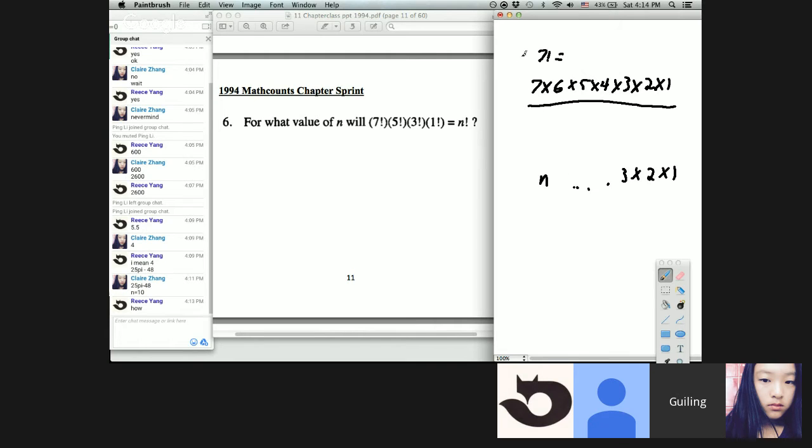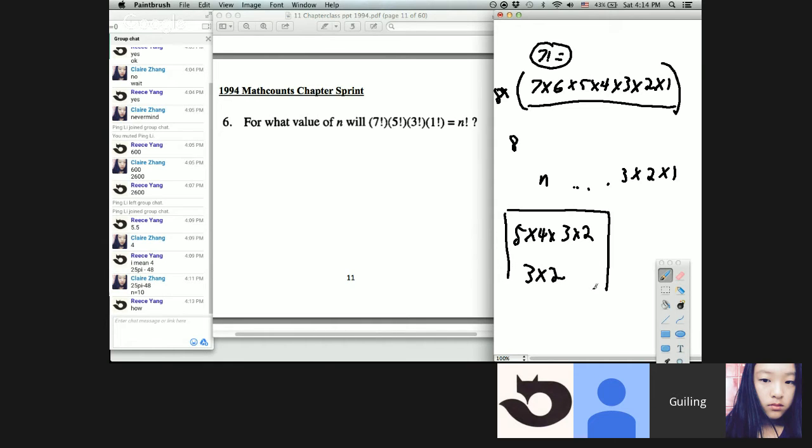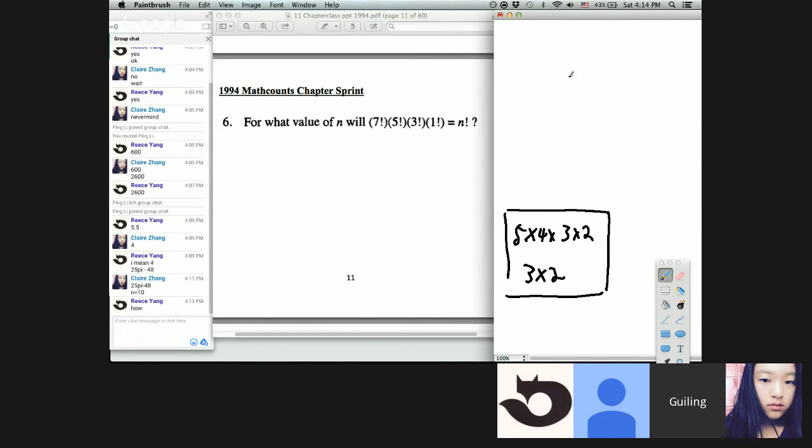So if n was 8, it would be 7 factorial multiplied by 8, right? Since it already gives us 7 factorial, we already know that n is going to be greater than 7, and then we're going to just add on. Aside from 7 factorial, we have 5 factorial, which is 5 times 4 times 3 times 2, and we have 3 factorial, which is 3 times 2. So we're going to use these two to build on to 7 factorial, because it's our largest term.